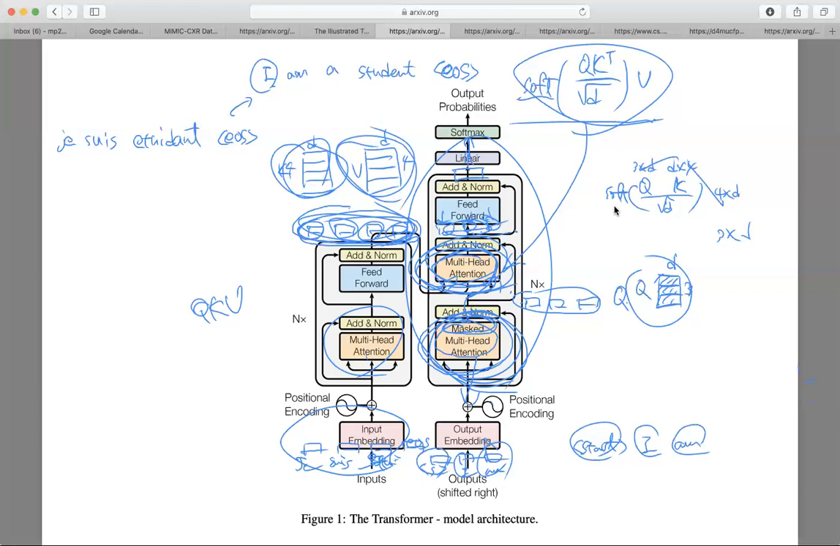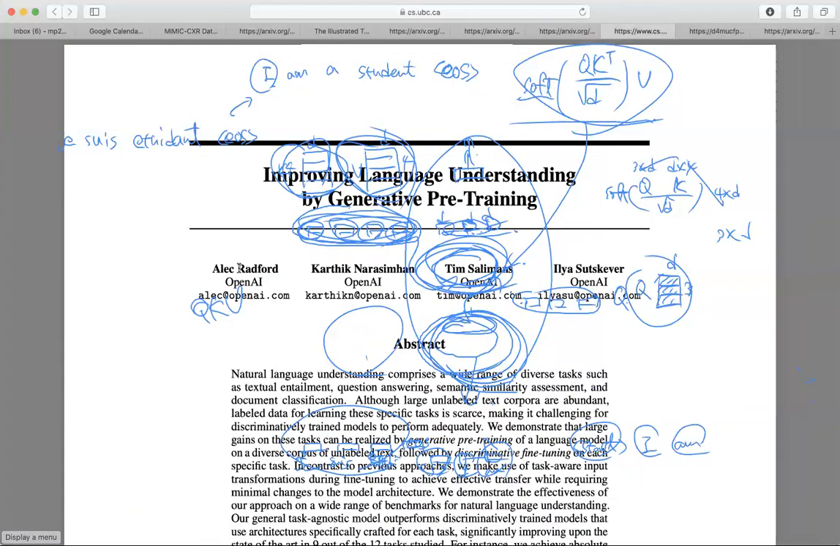In GPT, it's a little bit different, but still the masked self-attention is what really matters, because in GPT what they're doing is basically just language modeling. So, all right, let's move on to BERT then. Or should we actually talk about GPT first? Let me see.